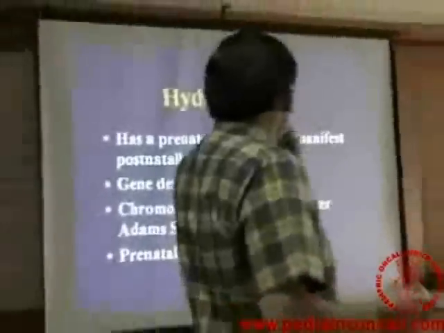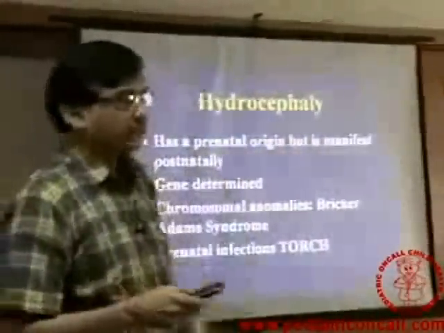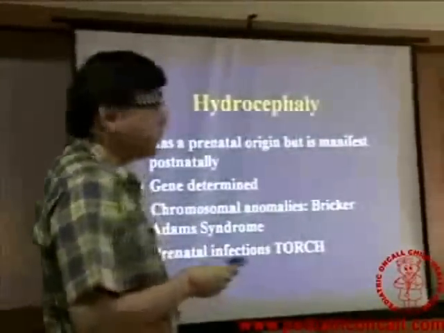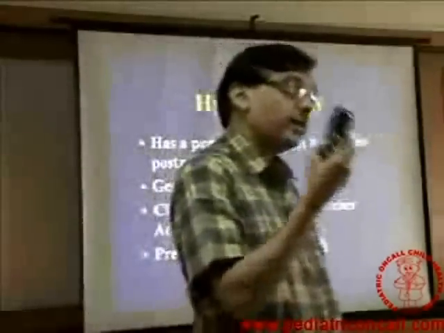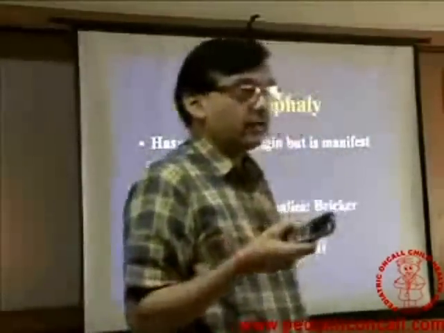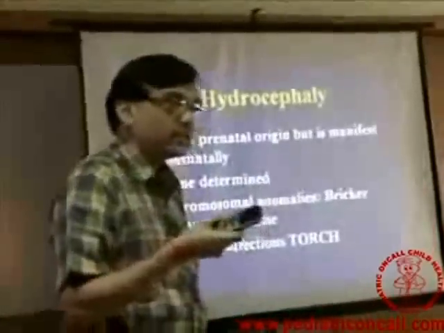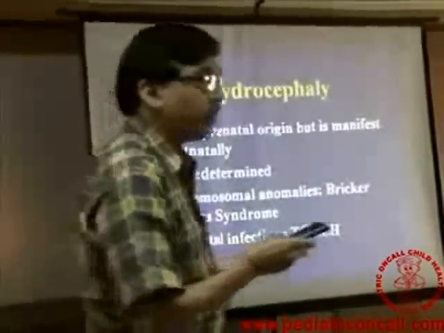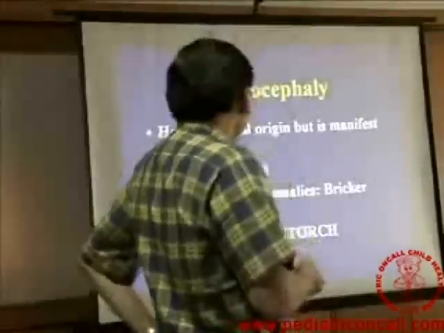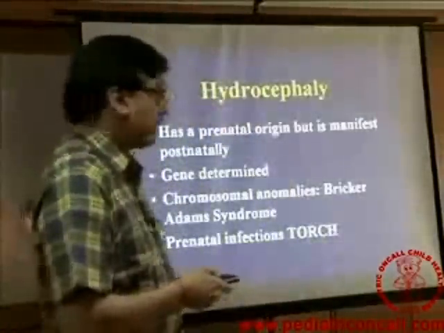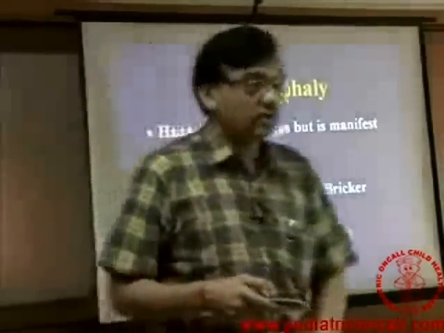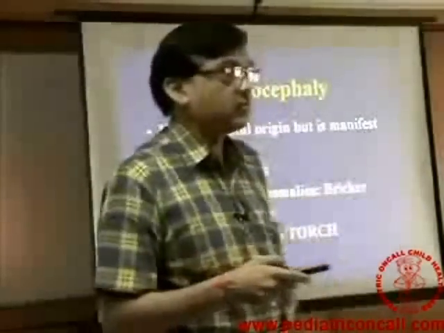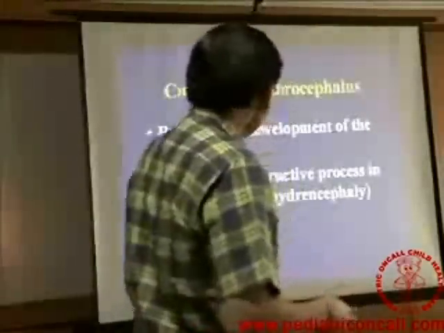Now clinically you have seen what hydrocephalus looks like. Very often the congenital types have a prenatal origin which is manifested postnatally, which now stands corrected, because now very often we are able to pick up hydrocephalus prenatally or antenatally, and therefore we are ready for the child postnatally, and we can operate on the child soon after the child is born. Now there can be genetic effect and there can be chromosomal anomalies as well as prenatal infection like TORCH, any one of those, which can give rise to hydrocephalus in the fetus.